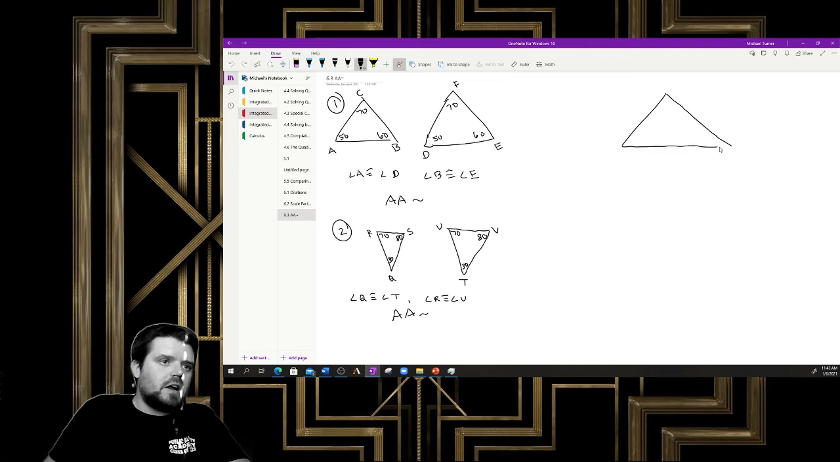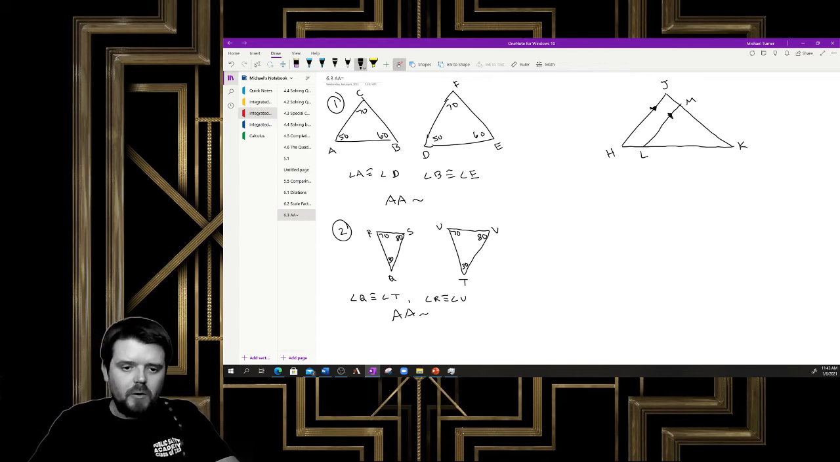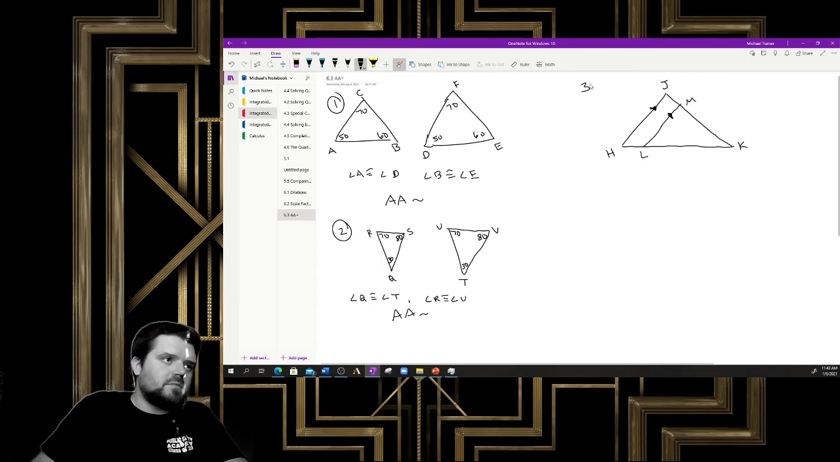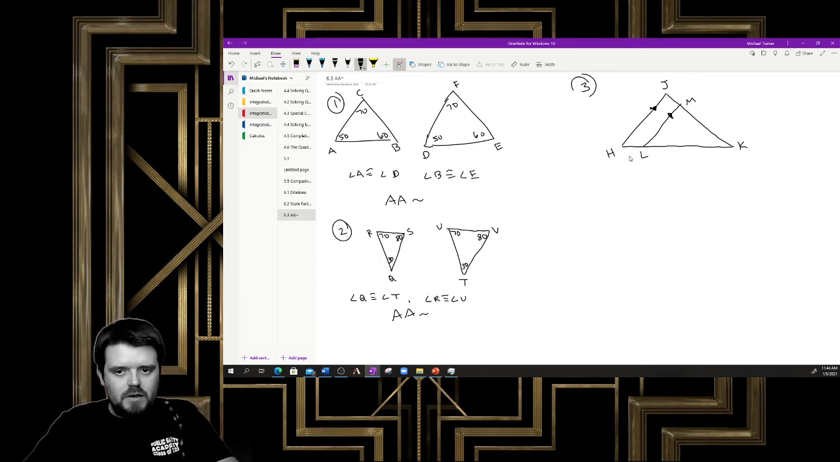Let's say I have a triangle like this, and I'm going to draw another line here, and I'll call this HJK, and call these points L, M. So let's say I have these two symbols here. Remember when you have the little arrows on two lines, that indicates that they're parallel. When you have parallel lines, that should indicate to you that you have some type of angle pair that is congruent or supplementary depending on what you're trying to prove.